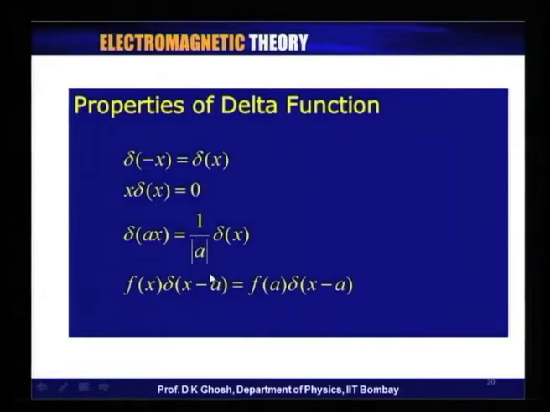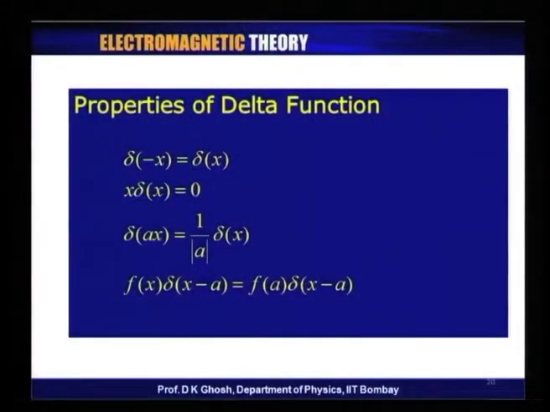Delta function has some interesting properties. Delta of minus x equal to delta of x, which should be obvious, because if delta of x equals 0 at x not equal to 0, then if x is not equal to 0, minus x is also not equal to 0. x times delta x is 0, and there are some of the other properties that we have written down, which you can yourself prove fairly trivially.